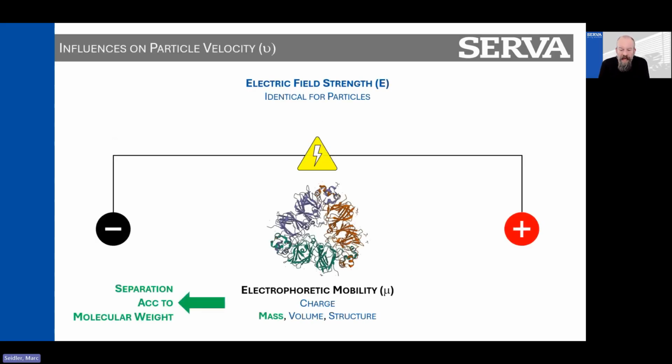So what we have now is, after the sample preparation, we know the electric field strength is identical for all the particles, and we have the same charge, everything is negative. We have the same volume and structure, so a linear structure, and so we can separate by molecular weight.